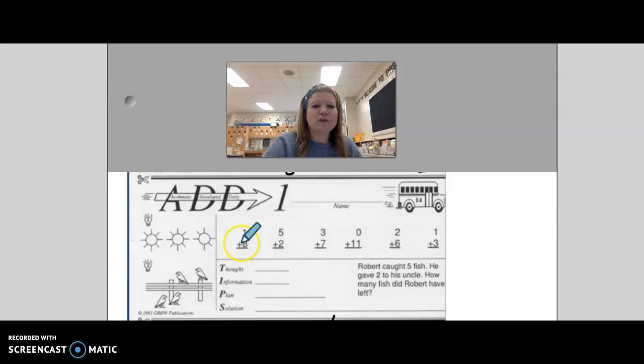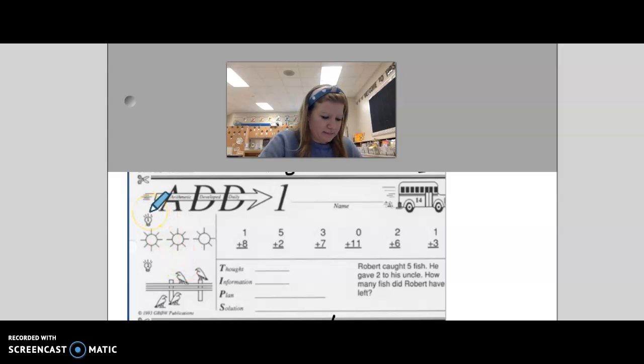The next part, you are doing some addition. So make sure to add the two numbers together and then write the answer below. You can push pause and do that right now. The next part, Robert caught 5 fish. He gave 2 to his uncle. How many fish did Robert have left? So if you think you can, try to fill this part out. You can push pause if you need to finish, and then we're going to get correcting.